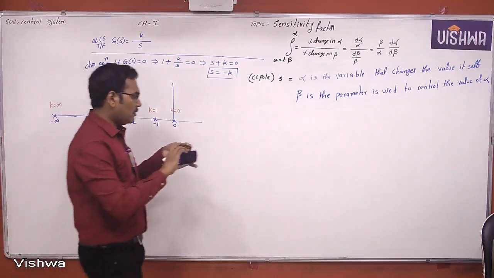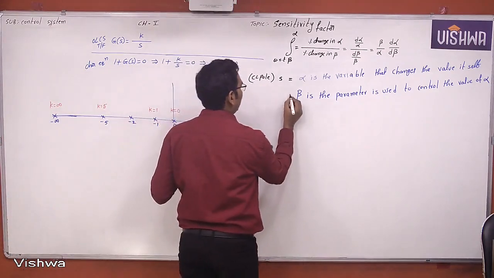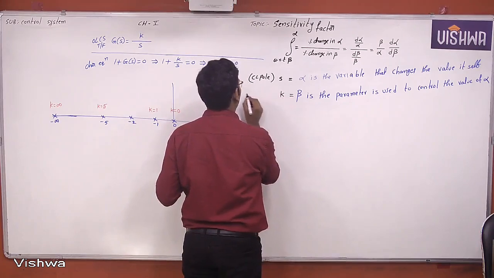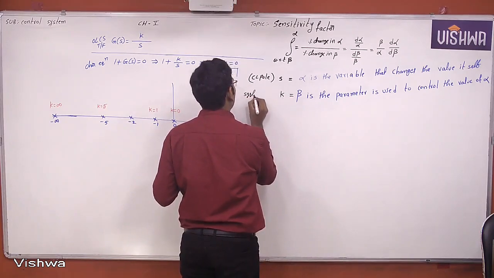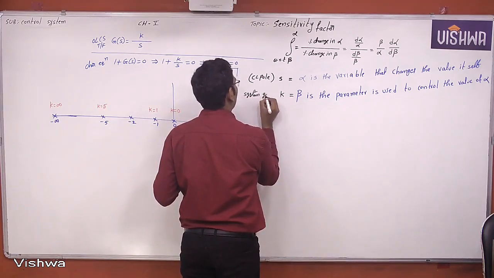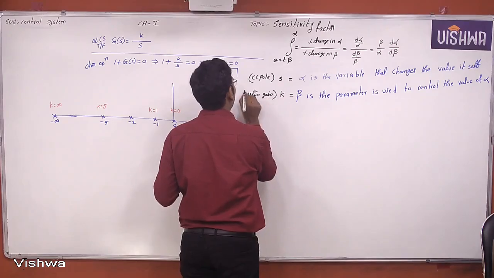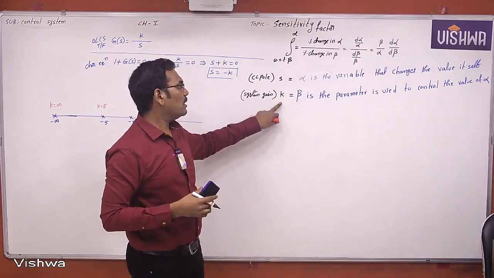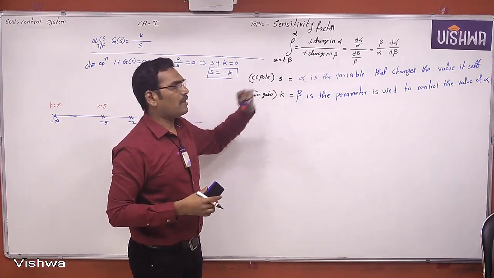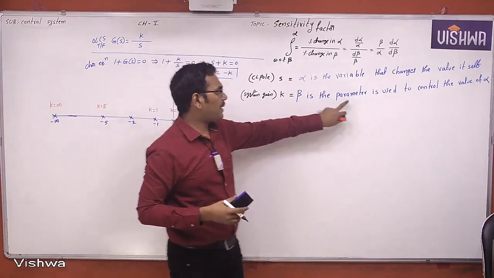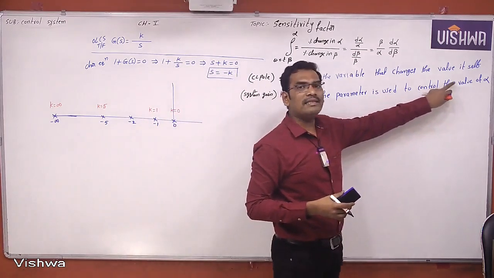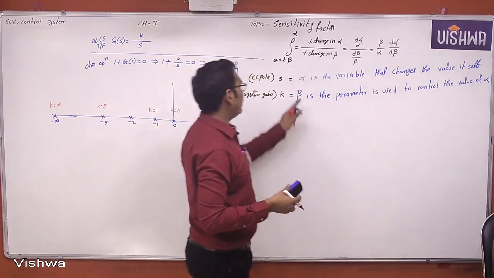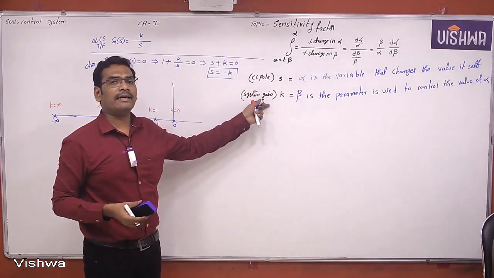Am I not right? Now see, this beta is nothing but the system gain K. This system gain K is used to control the value of alpha. See, beta is the parameter which is used to control the value of alpha. Okay, then that beta, for understanding, you can take as a gain.